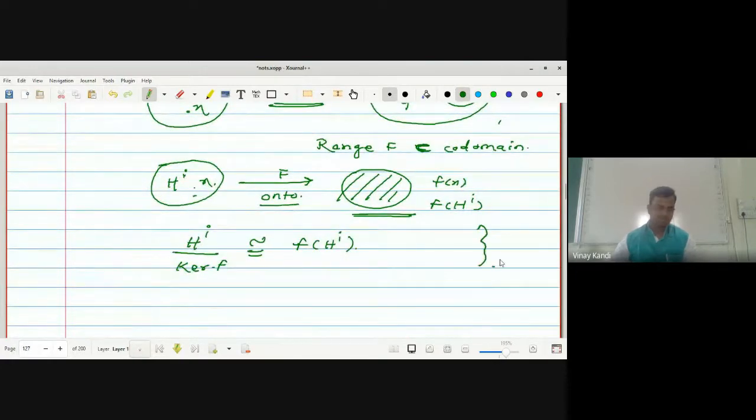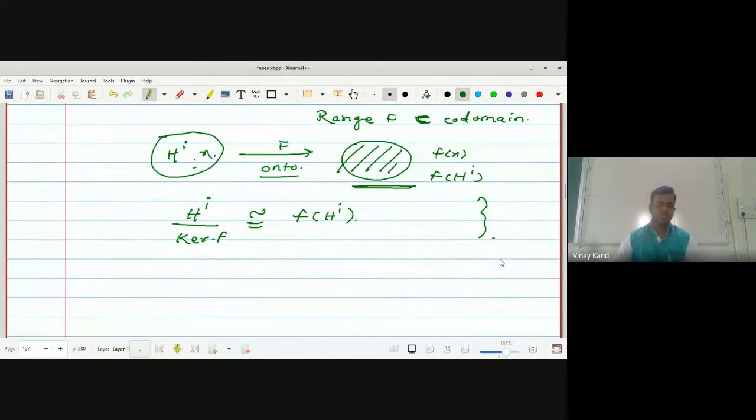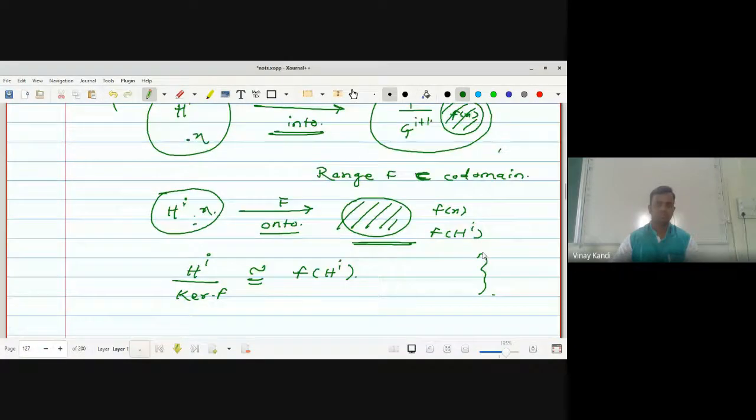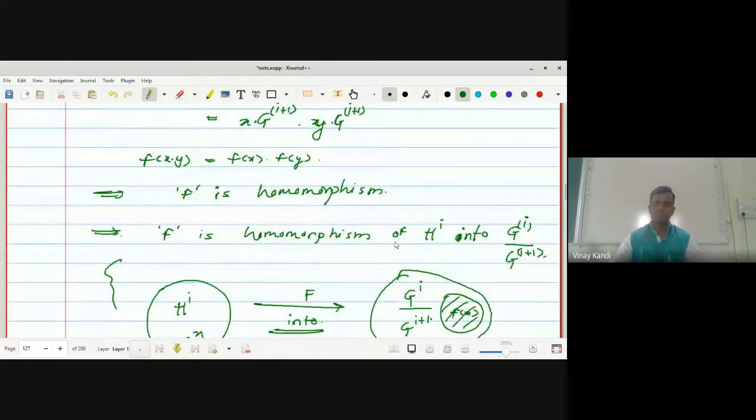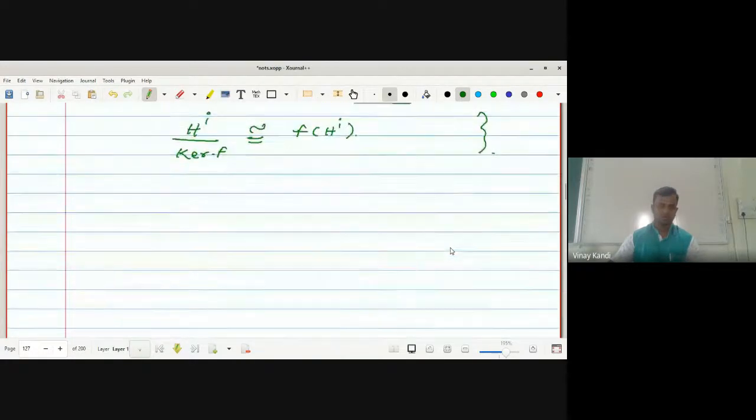Now here f is a homomorphism. F is a homomorphism from h raised to i into g raised to i upon g raised to i plus 1. That means the range set is a proper subset of the codomain here.